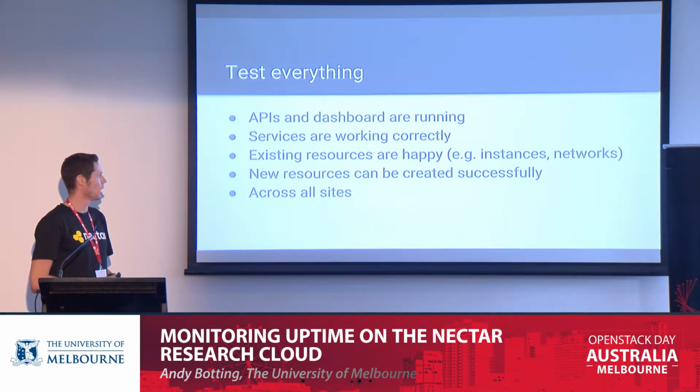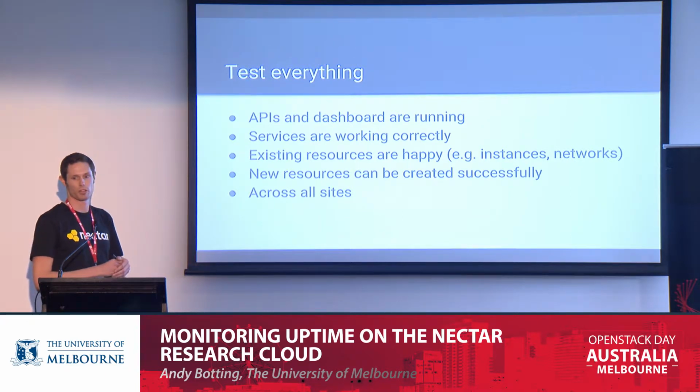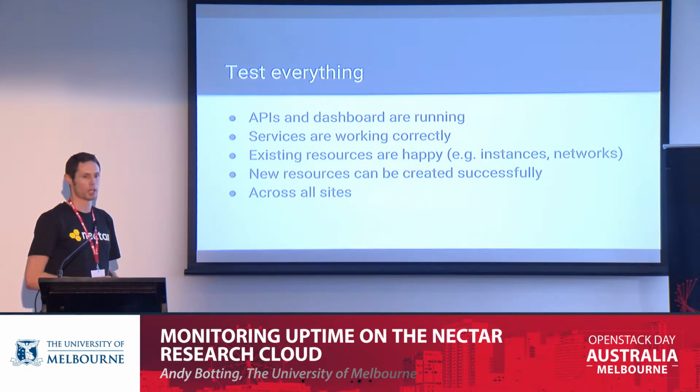And then we have 7 or 8 sites. We have to test all the components at all of those sites as well. If one of those sites is down, then users might have a bad experience, but they might not if they're lucky enough to get scheduled to a site that is working, right? So it's not always obvious that you have a problem and where that problem is.